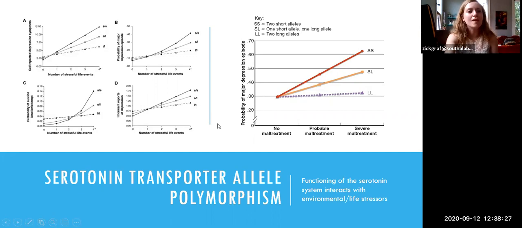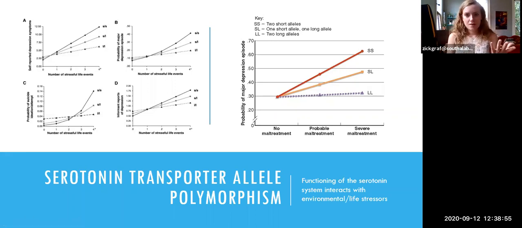And you can still see an interaction where people with 2 copies of the short allele are more responsive to environmental risk. So with less environmental risk, so 2 stressful life events, they still have a higher probability of getting depression than someone with 2 copies of the long allele who has 4 or more stressful life events.